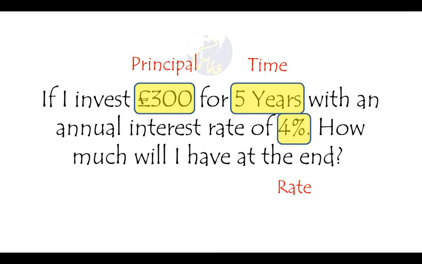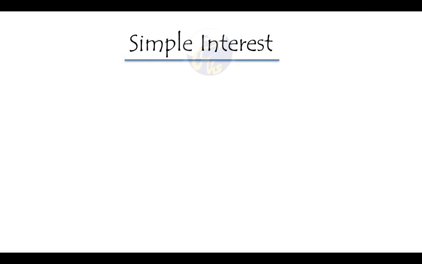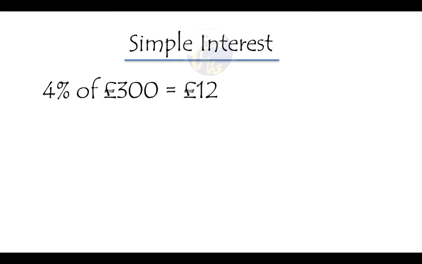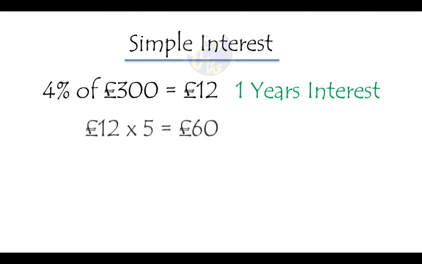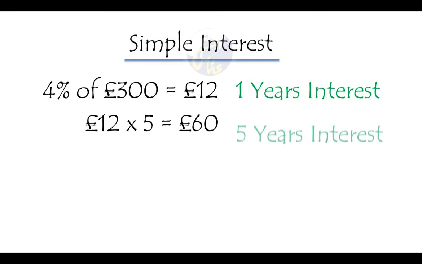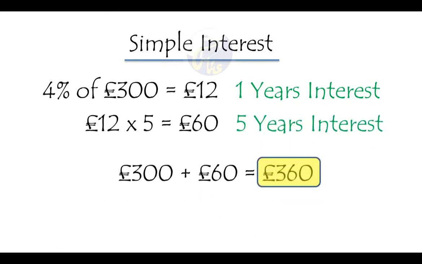So we're going to look at how these three work, and we're going to start off by looking at some simple interest ideas first. Simple interest is this idea that you get the same amount of interest each year. From the problem we've got a 4% interest rate on our £300, which would work out at £12 per year. So the first year's interest is £12. For a 5-year investment, that's £12 a year, giving £60 overall. And then if you add this together with what you started with, £360 is the total amount in the account.